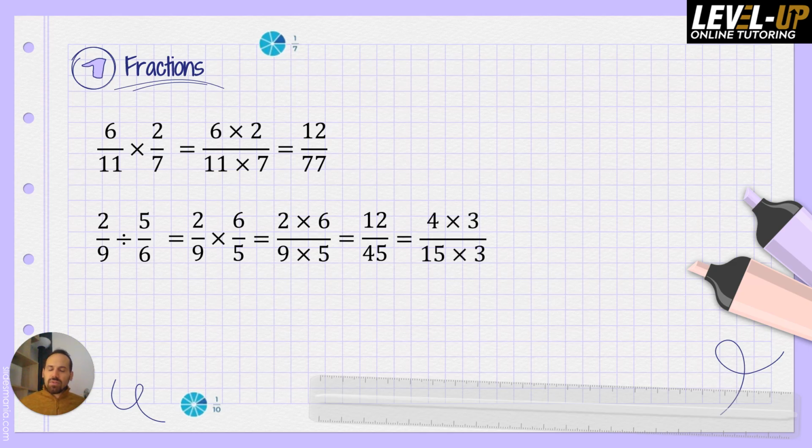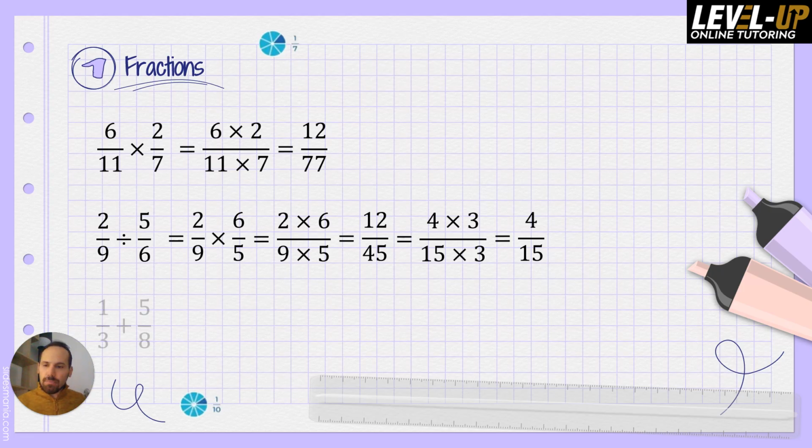Now, of course, whenever you get an answer, you always want to be looking to simplify that answer. Most questions will say leave your answer in its simplest form, but even if it doesn't, it is generally good practice to do that. And in this case, you see there's a common factor of 3 between 12 and 45. So cancel out that common factor of 3 and we'll get 4 over 15.